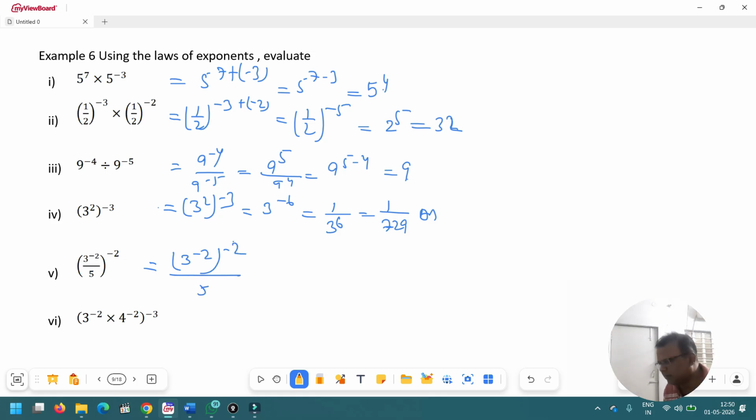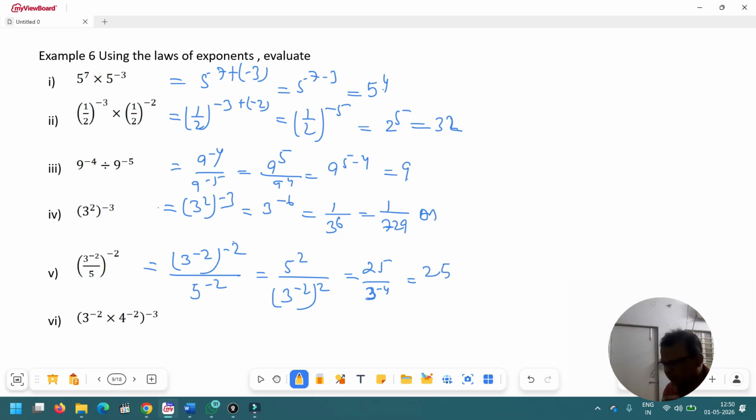Into 5 to the power -2 equals 5 to the power 2 divided by 3 to the power -2 to the power 2, which equals 25 into 3 to the power -4, which equals 25 into 3 to the power 4, which is 25 into 81 is equal to 2025. That is the answer.